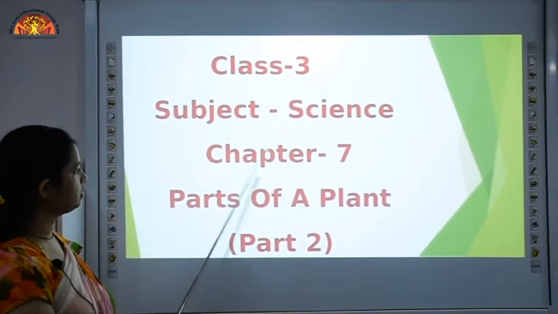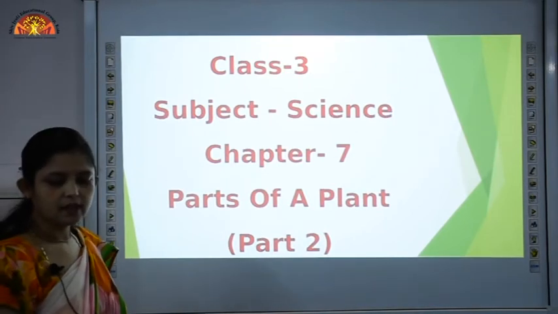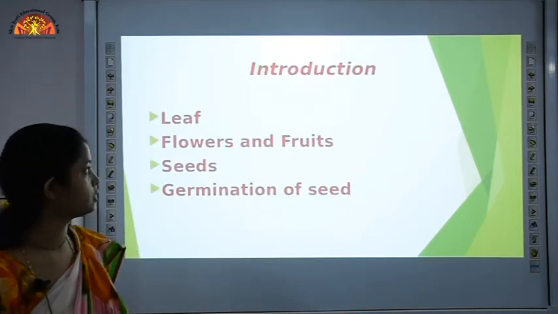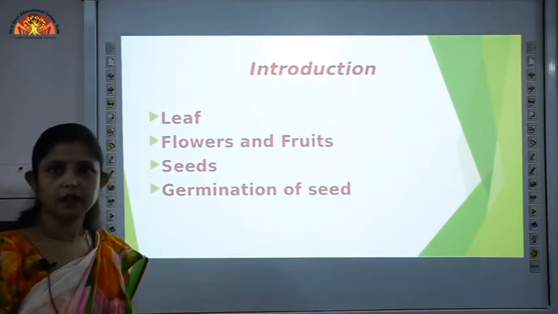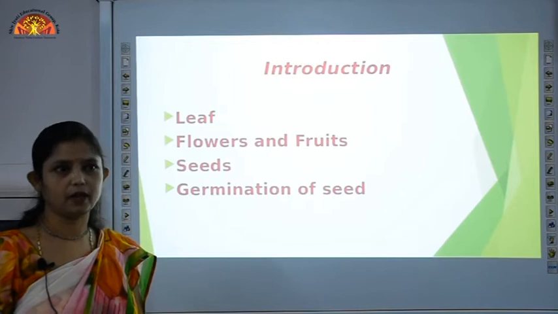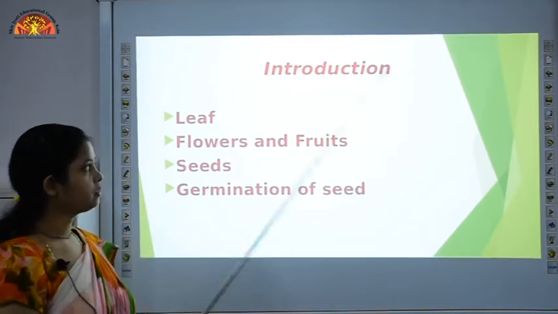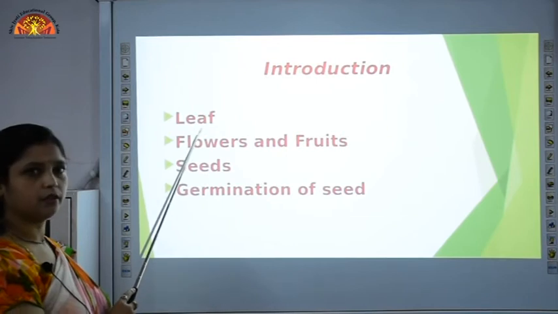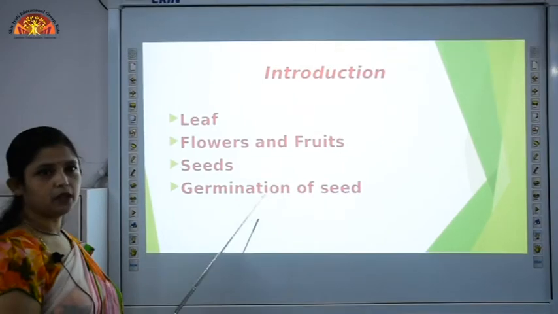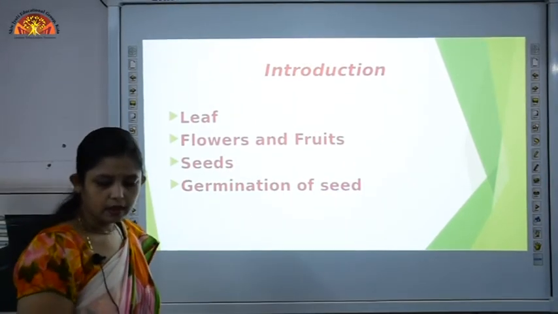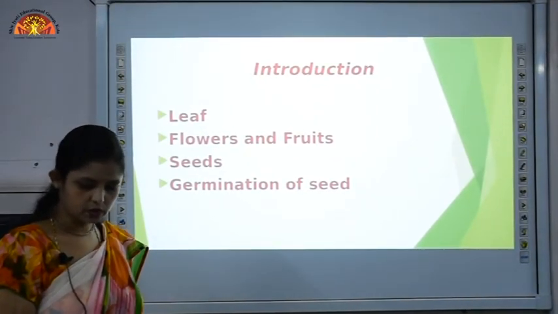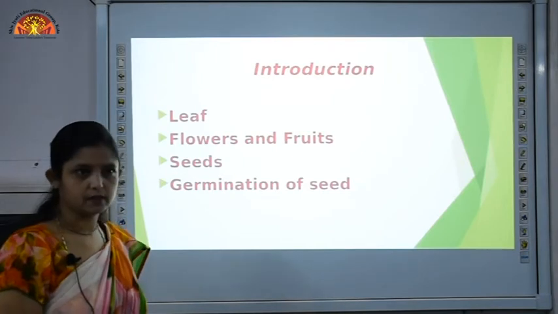Science, Chapter 7 Parts of a Plant. Students, as we are discussing this chapter in two parts, and we have already discussed part 1 of this chapter, in which we have studied about stem and roots, today we will take the remaining part of this chapter. In this part we will learn about leaf, flowers and fruits, seeds and germination of seeds. Before we start with the chapter, all of you open your books, chapter 7, page number 56.